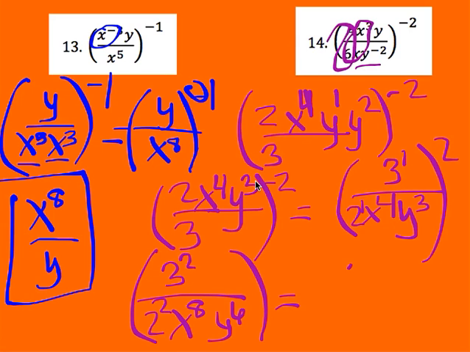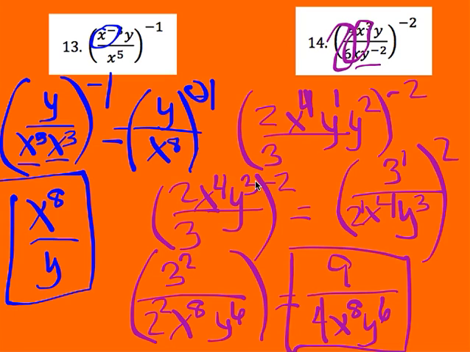So 3 squared is going to be 9. 2 squared is going to be 4. And then we have x to the 8th, y to the 6th. So that right there is our final answer for number 14.